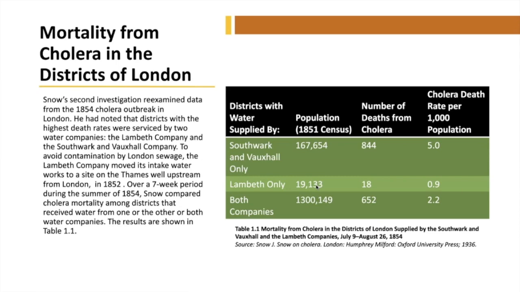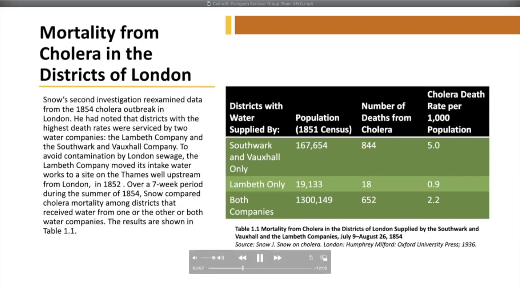Snow's second investigation re-examined data from the 1854 cholera outbreak in London. He had noted that districts with the highest death rates were serviced by two water companies, the Lambeth Company and the Southwark and Vauxhall Company. To avoid contamination by London sewage, the Lambeth Company moved its intake water works to a site on the Thames well upstream from London in 1852.